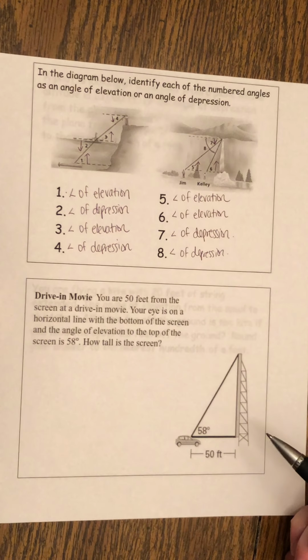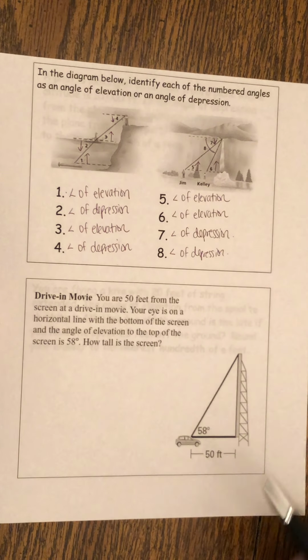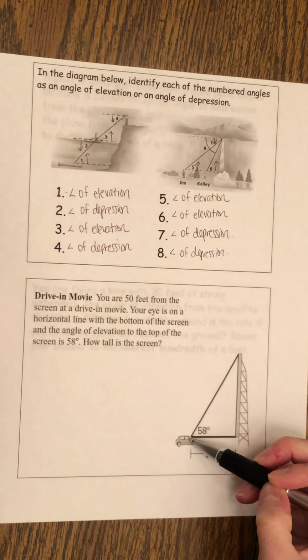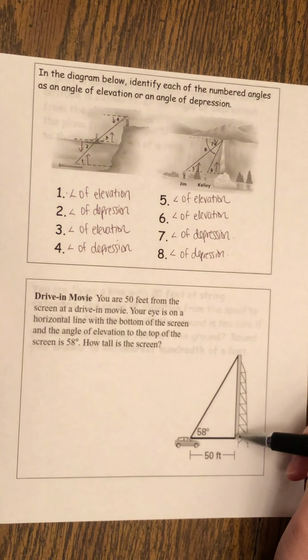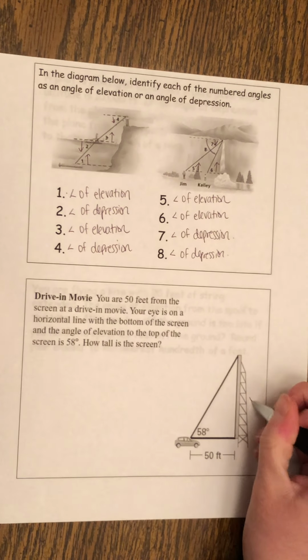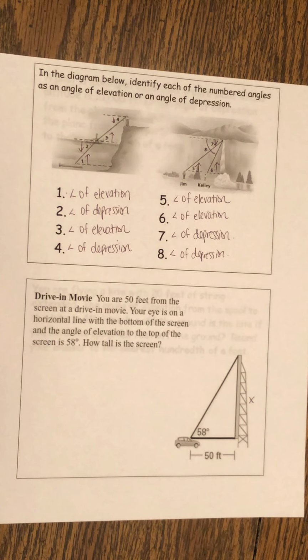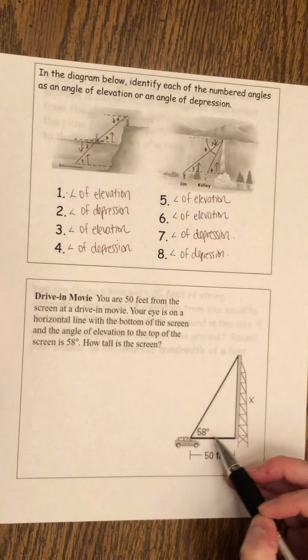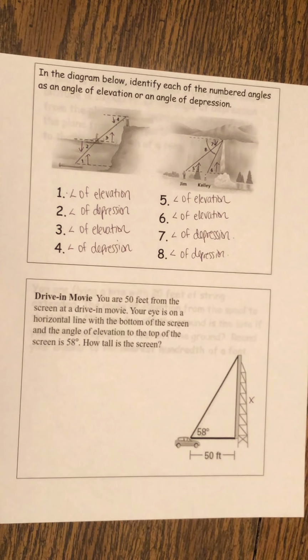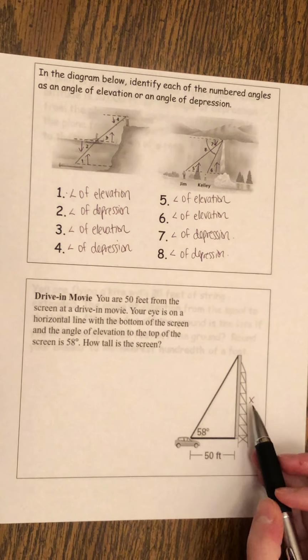So we need to figure out what side length of the triangle we are trying to find. If we're at a drive-in movie theater, would this diagonal segment be the screen, or would this vertical length be the screen? Well, it would be this vertical segment that I want to find the length of. So I'm going to label that with an X. 58 degrees was already labeled here up from the horizontal as the angle of elevation. So I need to set up sine, cosine, or tangent in order to figure out the value of X.